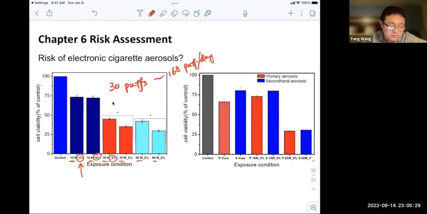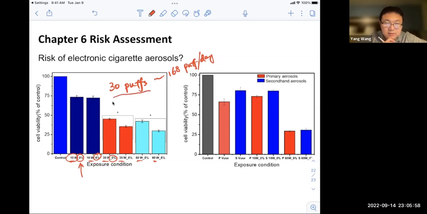Okay, so for example, if you see here, even if we just use a power of 10 watt, the cells actually have around a 25% decrease in viability. If you increase the power all the way to 60 watt, the viability reduced down to below 50%, which means that they are indeed toxic. They're leading to cell death. So you may say, well, is that really toxic?